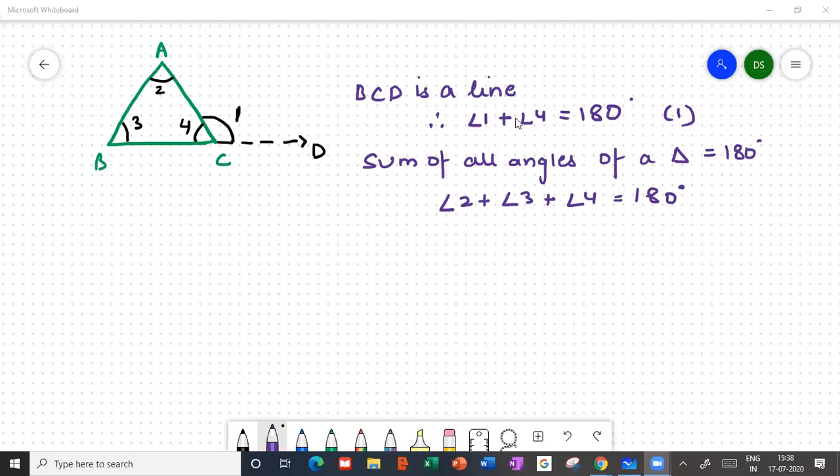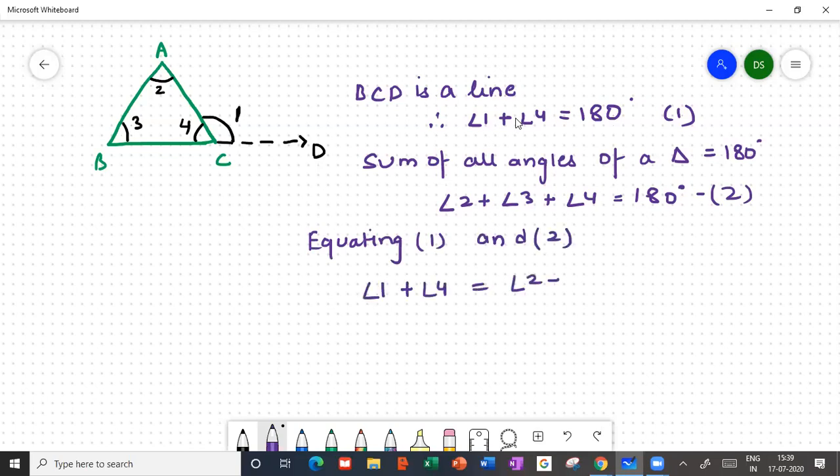Okay, cool. So this is what I was saying, that these are the two main statements which I can say just looking at the figure. Now the simplest way: 1 plus 4 is 180 and 2 plus 3 plus 4 is also 180. So I am simply going to equate the two. So it becomes this. Angle 4 is there on both sides, so I can simply cancel it. So I'll be left with angle 1 is equal to angle 2 plus angle 3. This is what we had to prove.